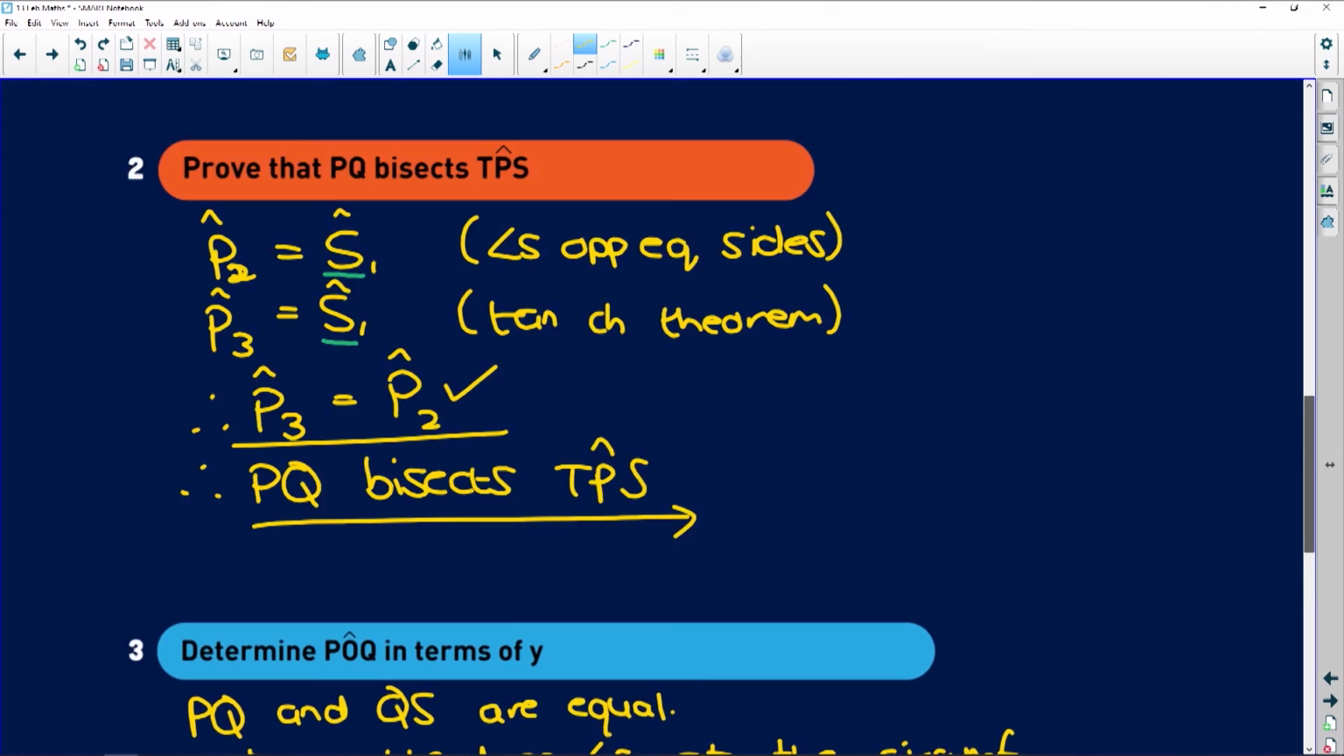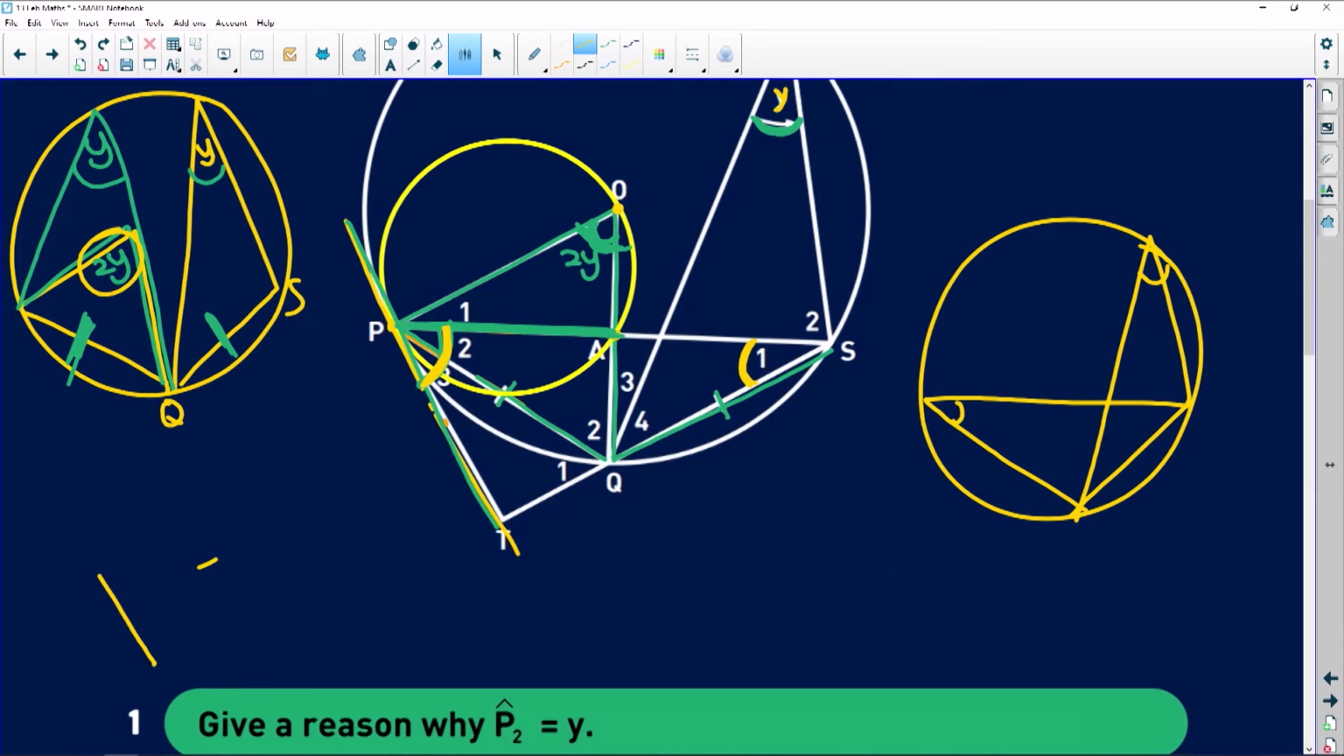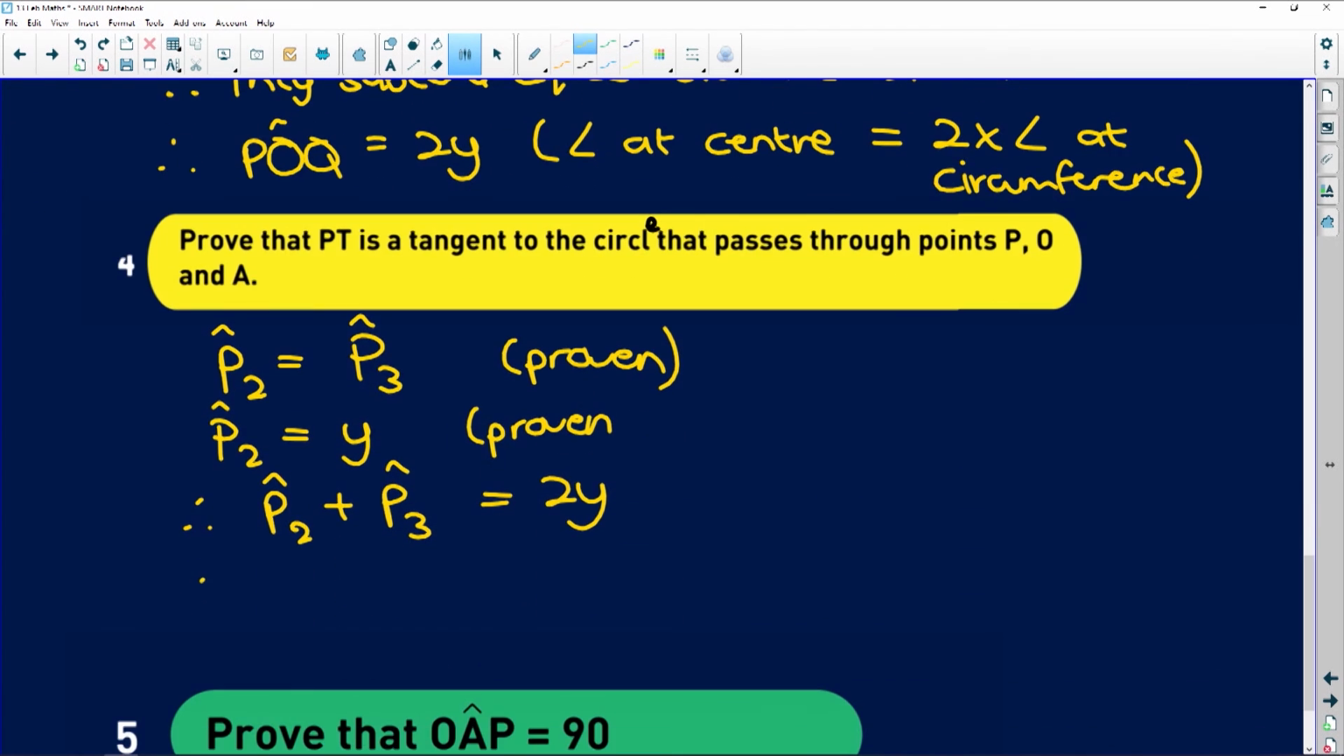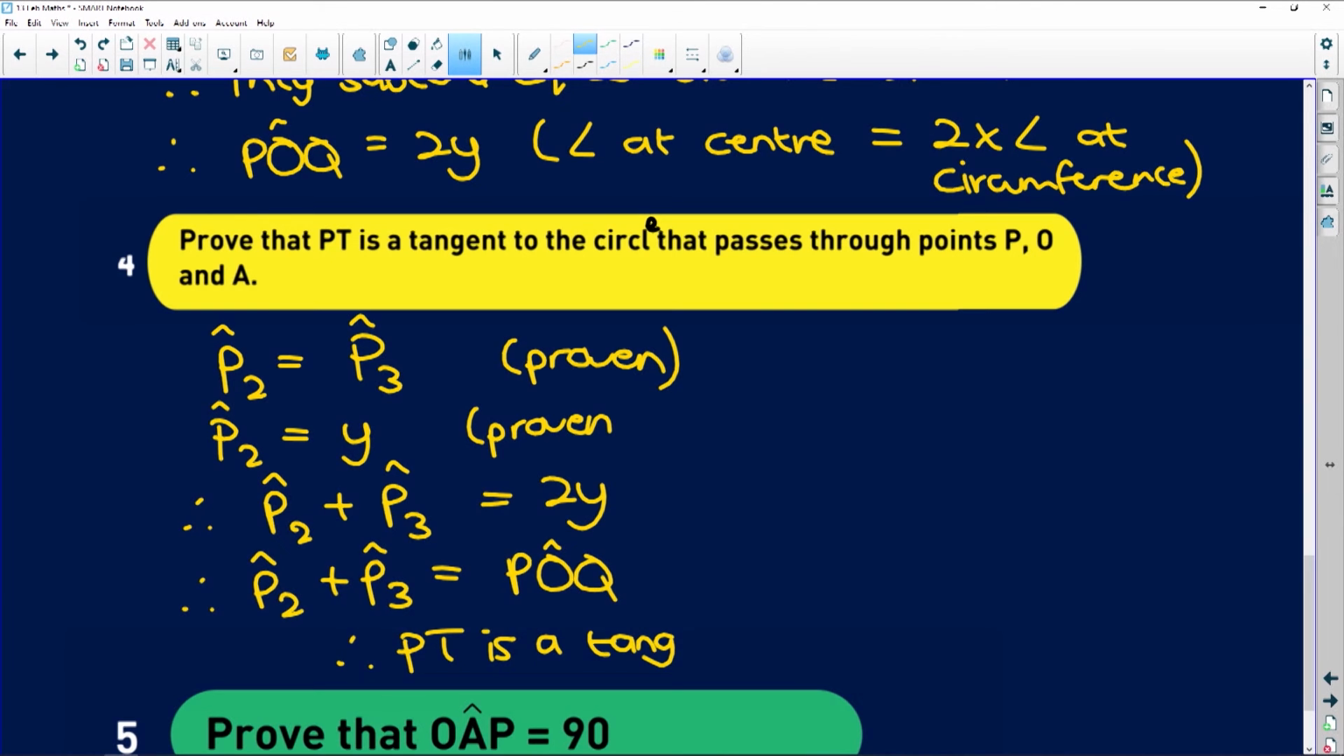Okay, so if we go back to our diagram, we take a look. This angle here we've proven is 2y. This angle between the tangent, or the tangent that we're trying to prove is a tangent, and the chord is equal to the angle on the circumference. So we can say, therefore, P2 plus P3 is equal to angle POQ, because they are both equal to 2y. And therefore, PT is a tangent. But guys, you must give a reason. Remember, we've gone backwards with the tan chord theorem, so it is the converse tan chord theorem.